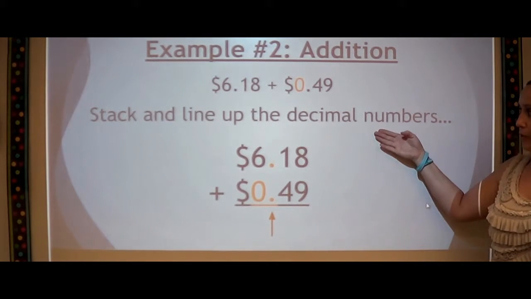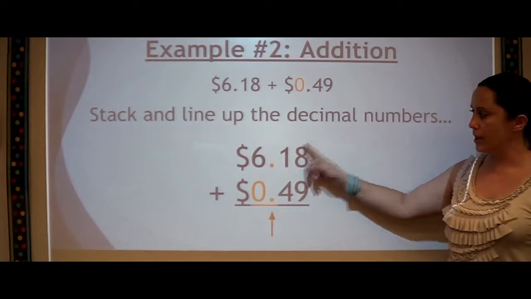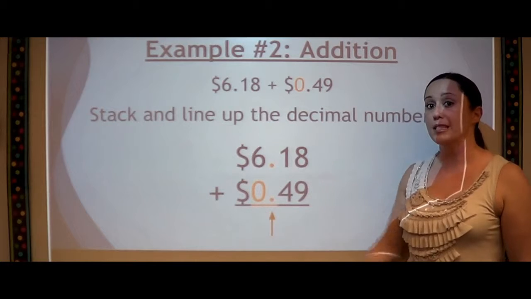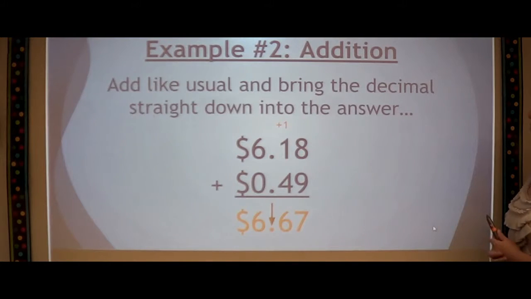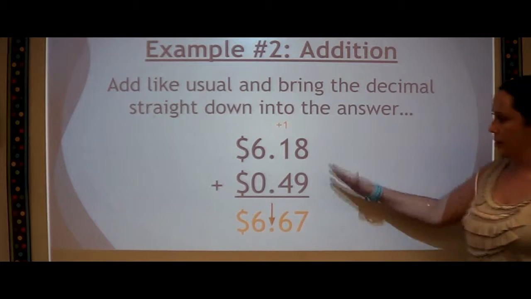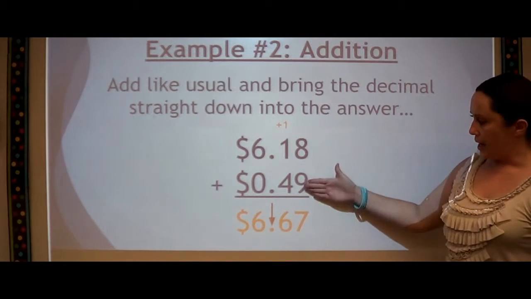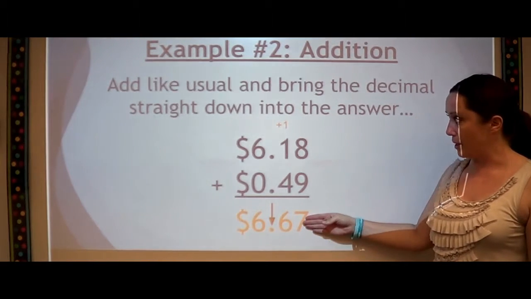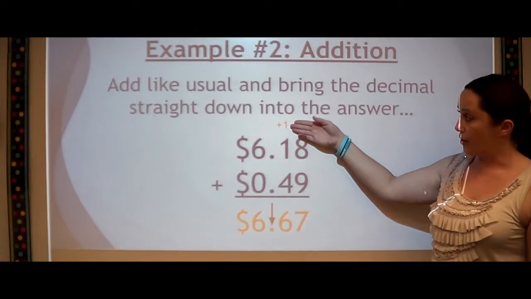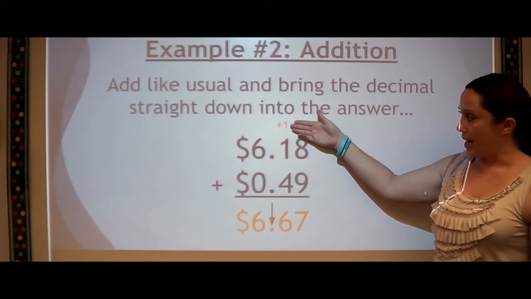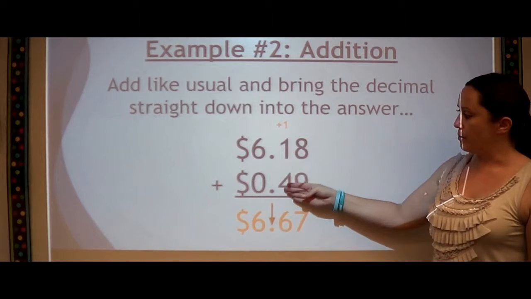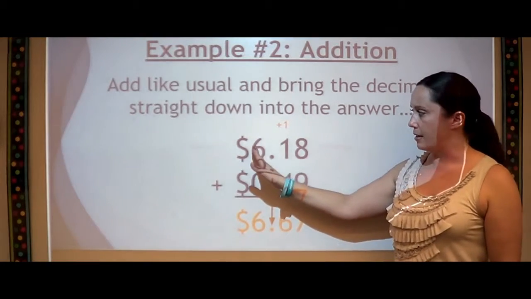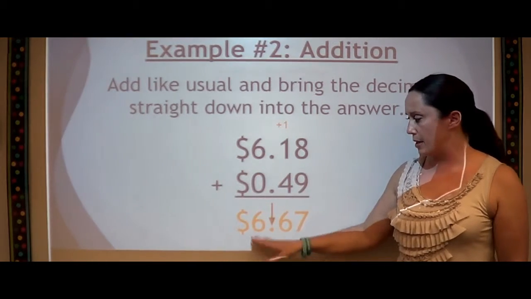First thing, as in our tips for success, would be to stack our two numbers and line up those decimals to make sure we're adding the appropriate columns or place values together. So we're going to add like usual. In this case, 8 plus 9 is 17, leaving the 7 in the hundredths or the pennies place, and then carrying over that 1 into the dimes or the tens place. We have 1 plus 4 is 5, plus 1 more is 6, nothing to carry over, and then 6 plus that placeholder of 0 is 6.